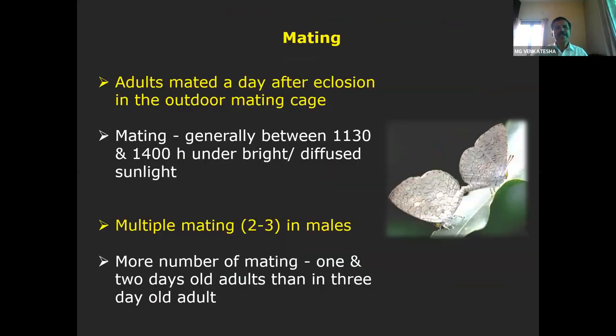So adults mated a day after eclosion in the outdoor mating cage, mating generally between 11:30 and 14 hours under bright or diffused sunlight, with multiple mating in case of males and a single mating in case of females. There was more mating in 1 and 2 day old adults than in 3 day old adults. So within the first day, they will not mate. On the second and third day, they are ready for mating, and then they mate and fertilize the females. Next slide, please.